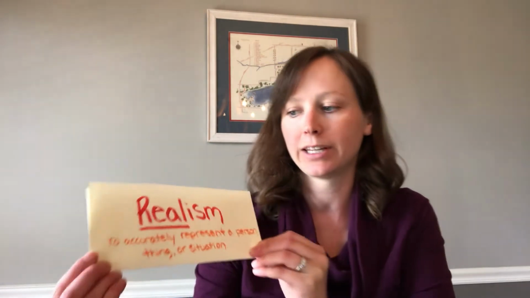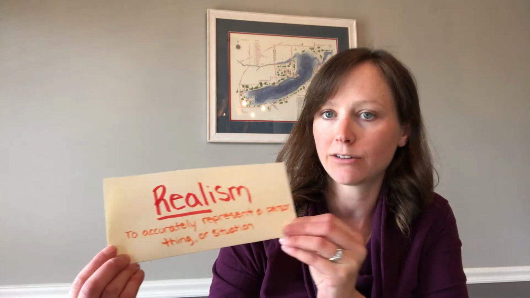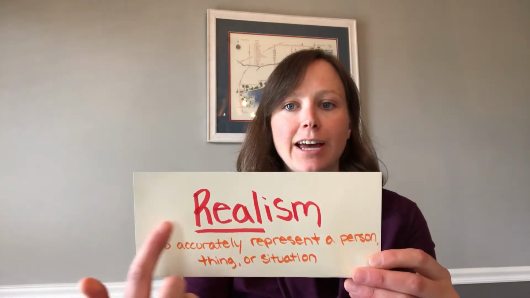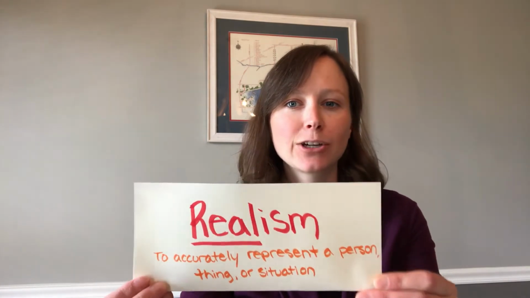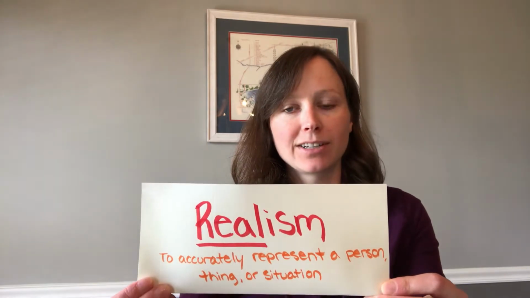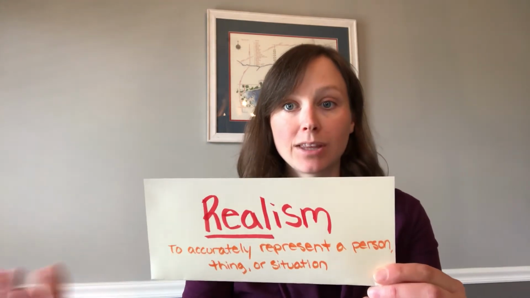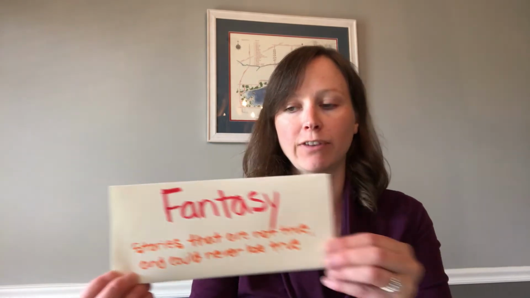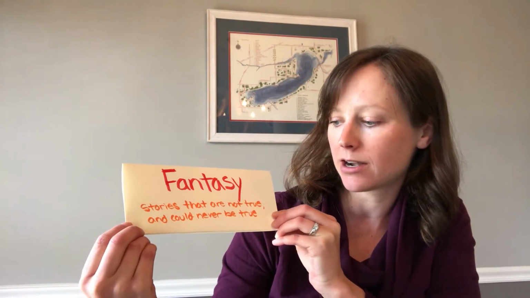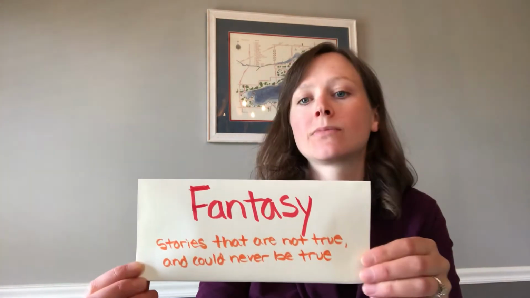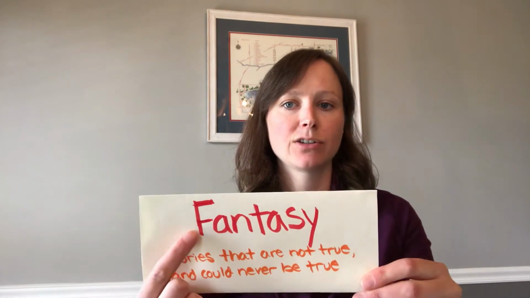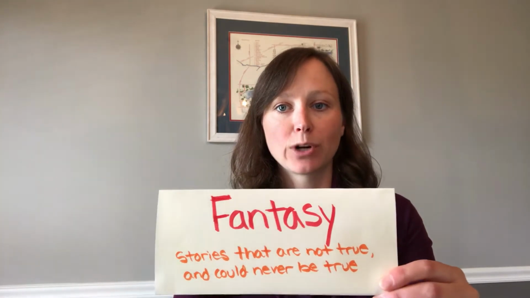If we look at the word realism, realism is to accurately represent a person, thing, or situation. As you see here, I've underlined real in realism. That's a good way for you to remember the difference between realism and fantasy. Realism has the word real in it, and that means something that could happen in real life. Then if we look at the word fantasy, fantasy is stories that are not true and could never be true. Sometimes the way I like to think of fantasy is that fantasy starts with an F, and I think of the word fake, which starts with an F, so a story that is fake or not true or could never be true. That's the difference between realism and fantasy.